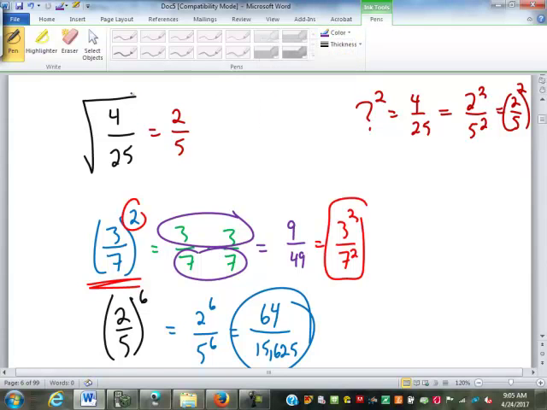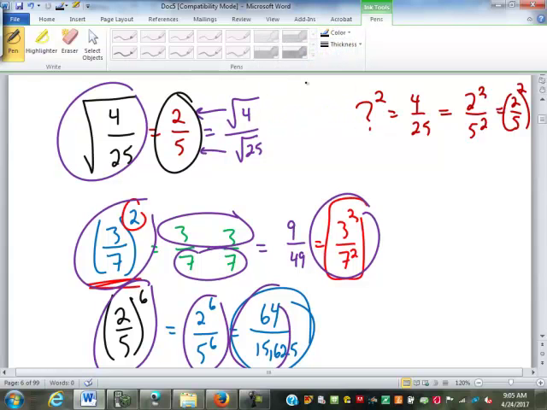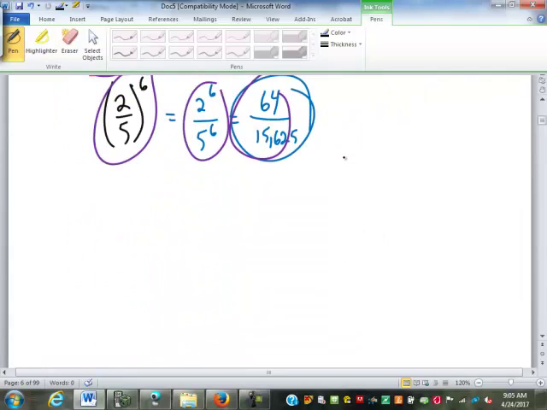If we look at that, we can take that square root, just like we took this squared and split it up, or this 6th power and split it up. I can take the square root of 4/25 and do the square root of the numerator over the square root of the denominator. Square root of 4 is 2, square root of 25 is 5. So just 2/5.